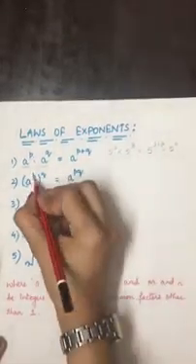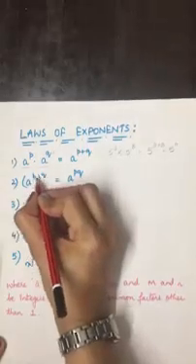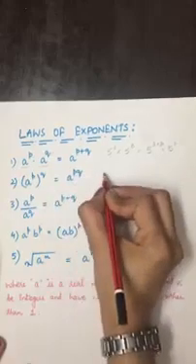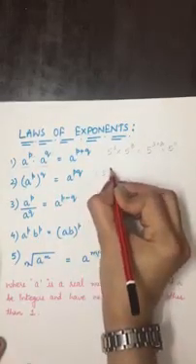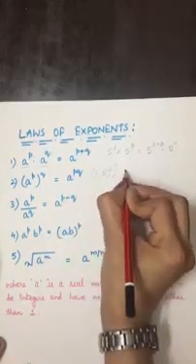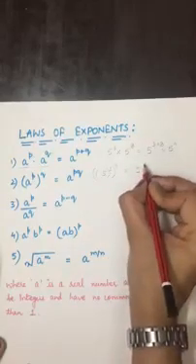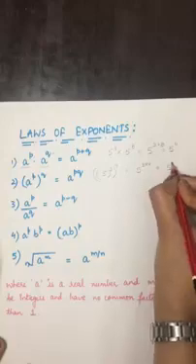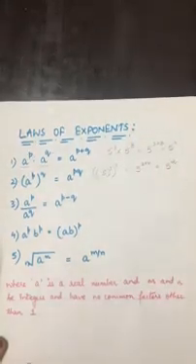Second law, taking power of a power. When you have two exponents, what do you do? You just multiply the powers. For example, 5 raised to the power 3 raised to the power 4. The answer would be 5 raised to the power 3 multiply 4, 5 raised to the power 12.